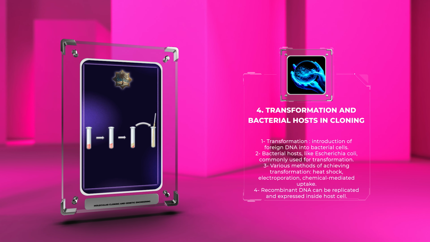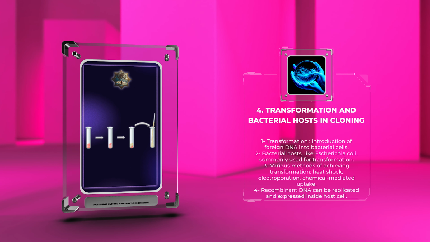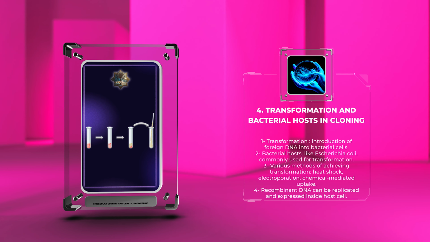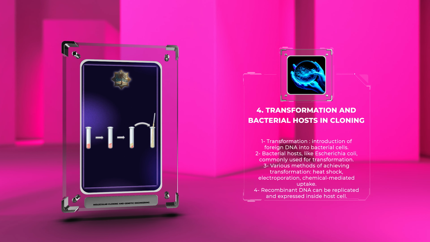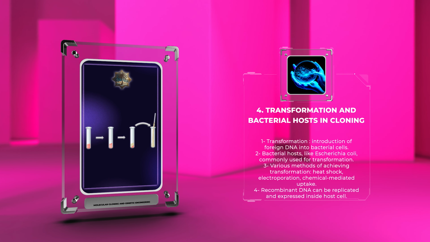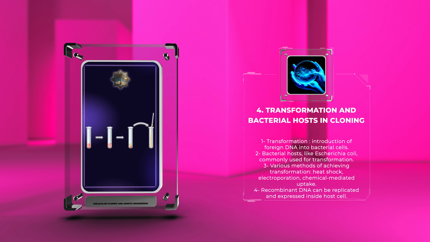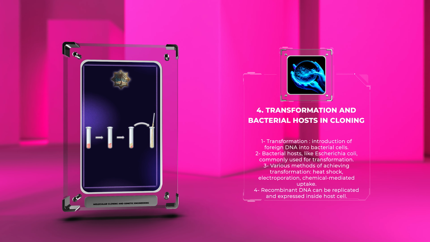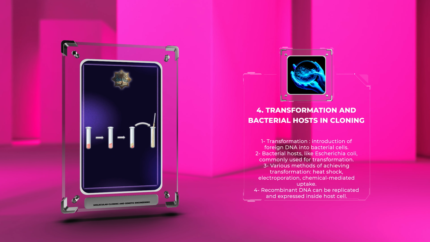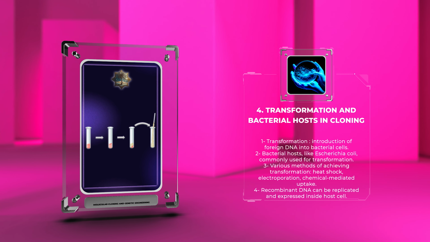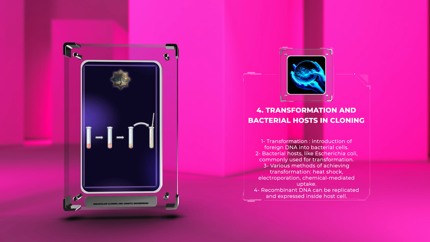Now, let's turn our attention to transformation and bacterial hosts in cloning. Transformation is a process by which foreign DNA is introduced into bacterial cells. Bacterial hosts, such as Escherichia coli, are commonly used for this purpose due to their ease of cultivation and well-understood genetics. Transformation can be achieved through various methods, including heat shock, electroporation, and chemical-mediated uptake. Once inside the host cell, the recombinant DNA can be replicated and expressed, allowing for further manipulation and analysis.